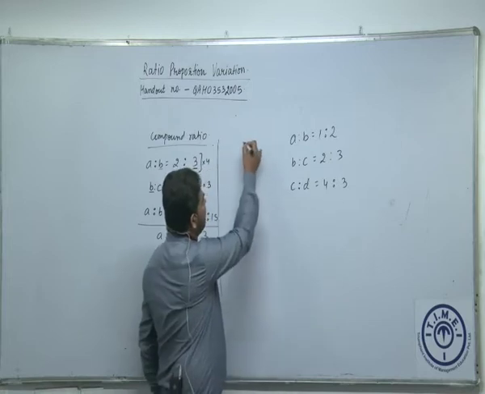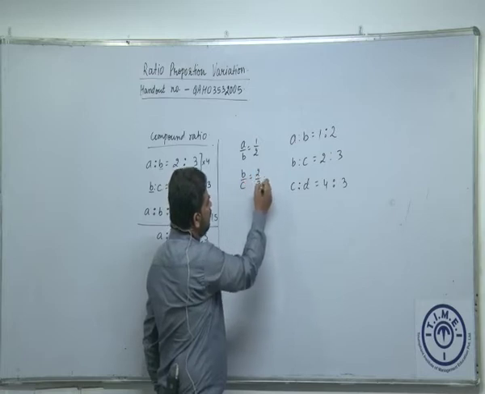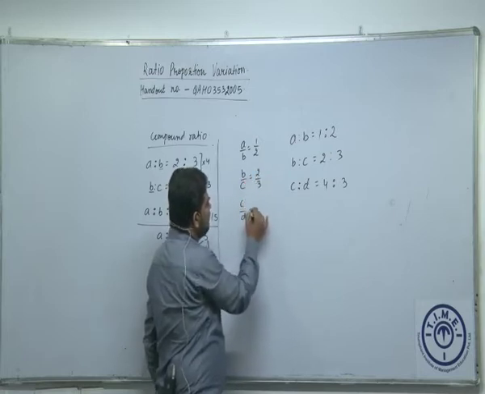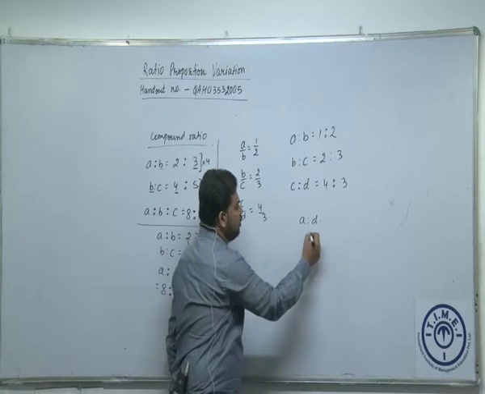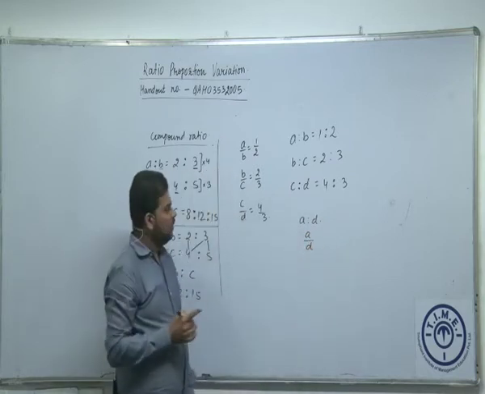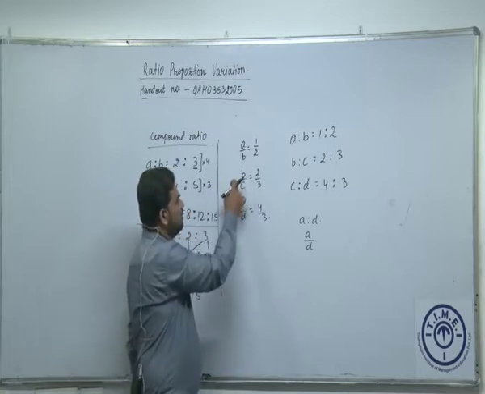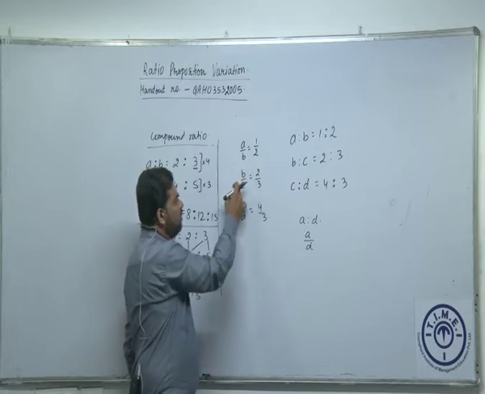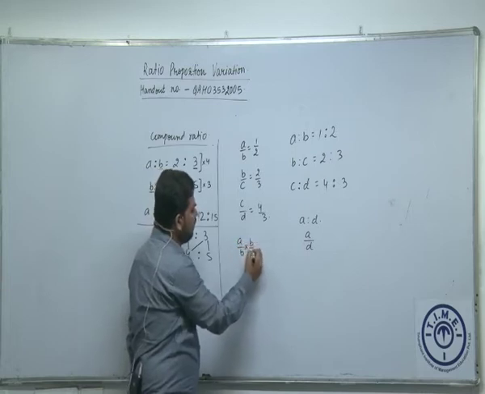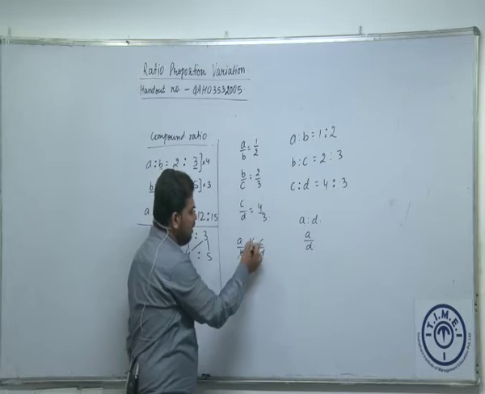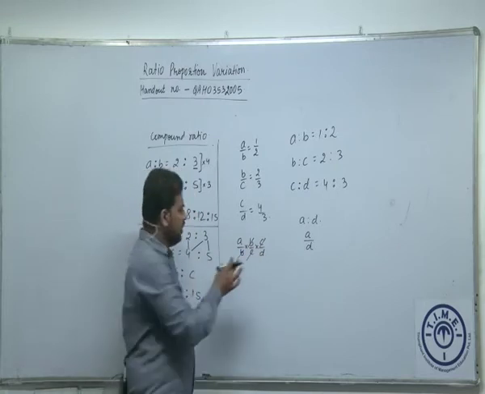Okay, I'm writing it once again. A by B is equal to 1 by 2, B by C is equal to 2 by 3, and C by D is equal to 4 by 3. Okay, my requirement is what? I have to find A is to D, which is nothing but A by D. Think about it. If I multiply these three fractions, what do I get? A by B multiplied with B by C multiplied with C by D. Can you see B will cancel with B and C will cancel with C? So what are we left with? A by D. So we'll directly get our answer.